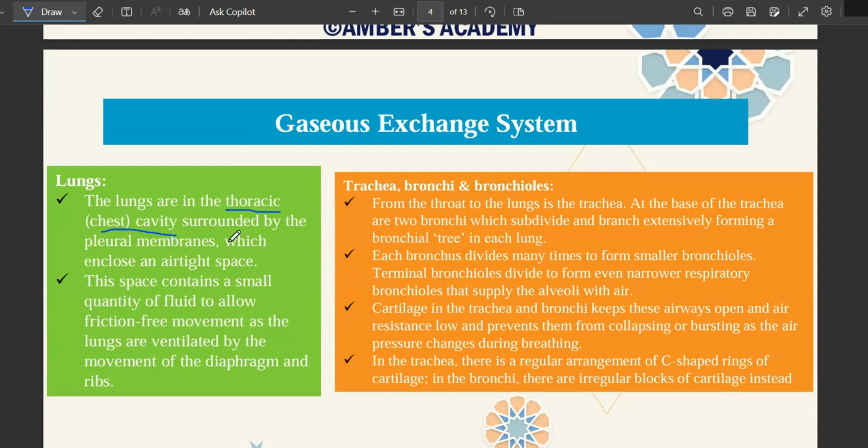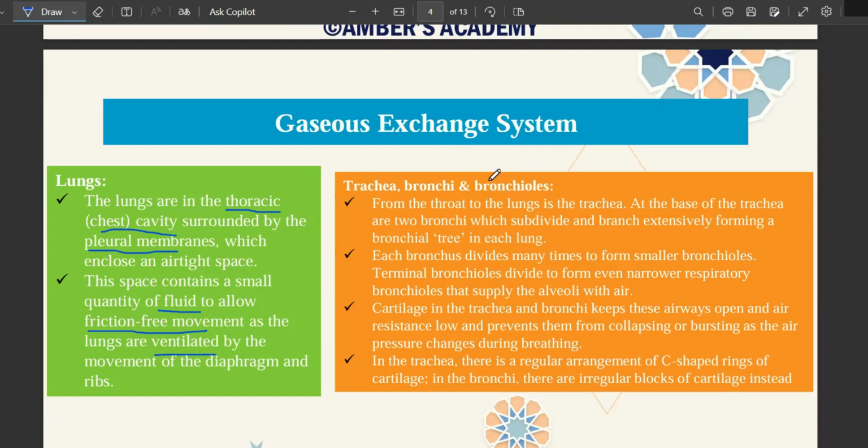And this is the site where lungs are placed. They're surrounded by the pleural membranes, like we just mentioned, and they are enclosed in an airtight space. This airtight space contains a small quantity of fluid, known as pleural fluid, to allow friction-free movement as the lungs are ventilated by the movement of diaphragm and ribs.